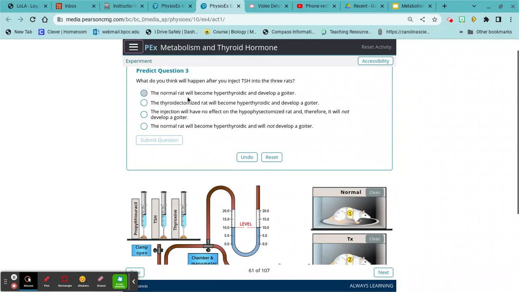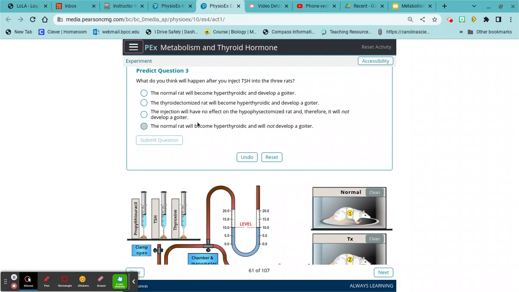Okay, so what do we predict will happen after TSH? The normal rat will become hyperthyroidic and develop a goiter. That's possible again. It's basically the same thing. The one without the thyroid becomes hyper. The injection will have no effect on the rat with no pituitary, therefore it will not develop a goiter. The normal rat will become.